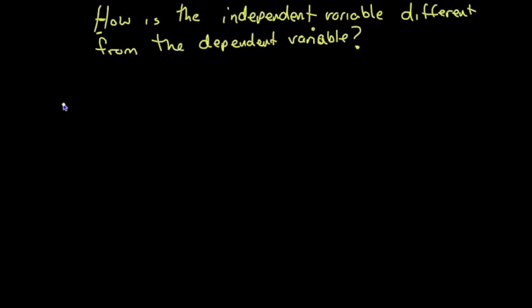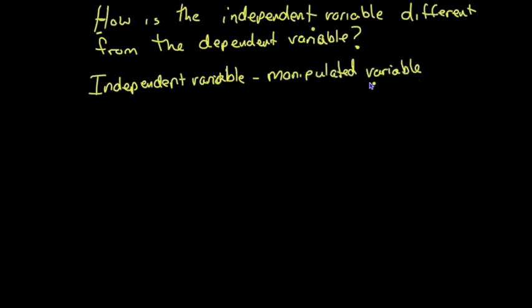Okay, so how's the independent variable different from the dependent variable? Well, the independent variable is also known as the manipulated variable. Manipulated means you change it. It's the one you control.